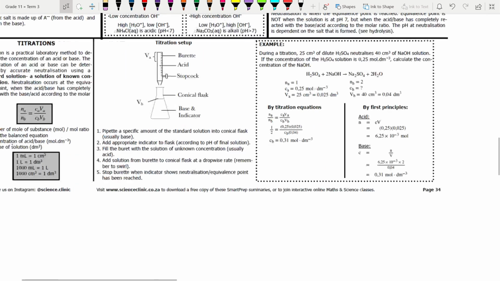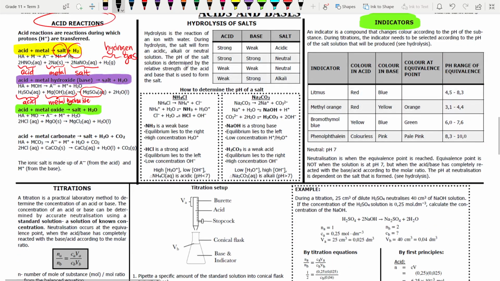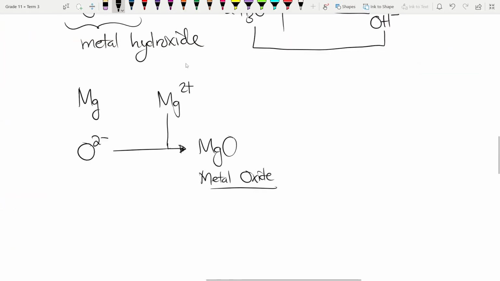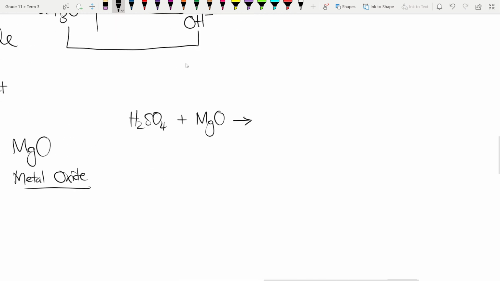If I take an acid and react it with a metal oxide, what I'm going to have is a salt and also water. So it looks similar to when I have a metal hydroxide. So I take H2SO4 and react it with MgO. You still have to balance this as well, but let's just show the product. Mg is going to steal SO4 again, and the other things make just water.